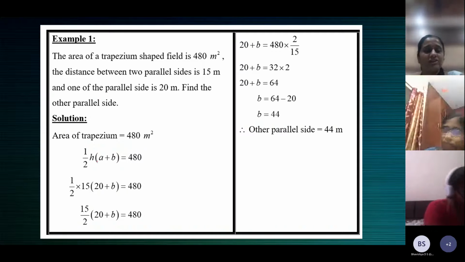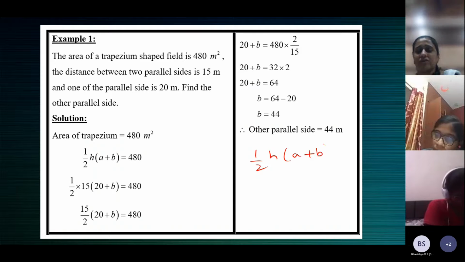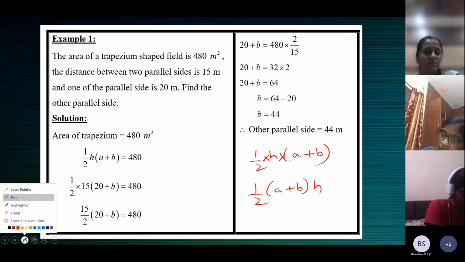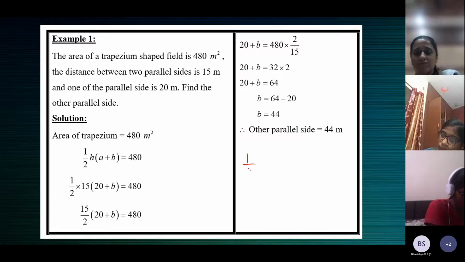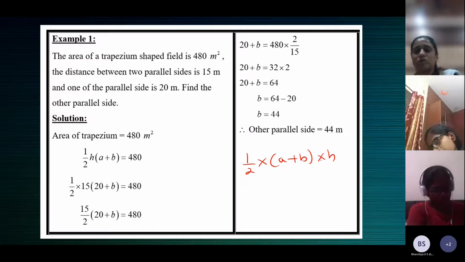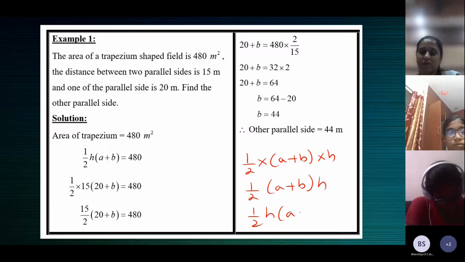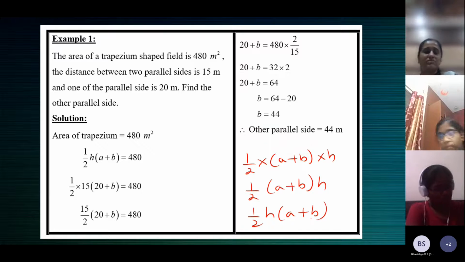Okay. So half H into, you can also write it like this, children. It's a product, right? So half H into A plus B, or half into A plus B into H. It's all the same. Don't get confused. Just that the multiplication sign is not there. Even if it's not there, the meaning is the same. See here, children. Half into A plus B into H, without the multiplication sign, half A plus B into H, is the same. Or you can also write it as half H into A plus B. All the same, children.